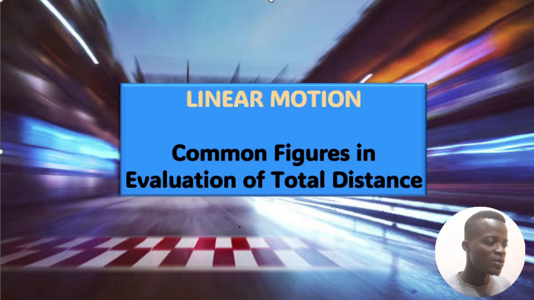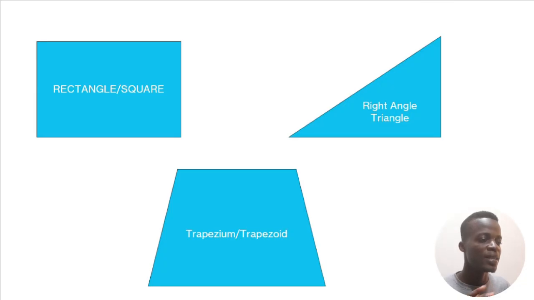Now we need to know how to evaluate that distance over time. In order to do that, there are some common figures that show up when we demarcate the area under the graph into different portions. They result in different figures, and there are three common forms of figures that come up.